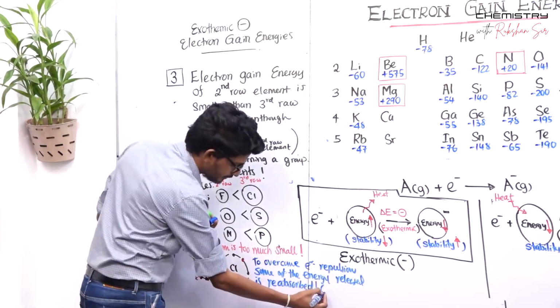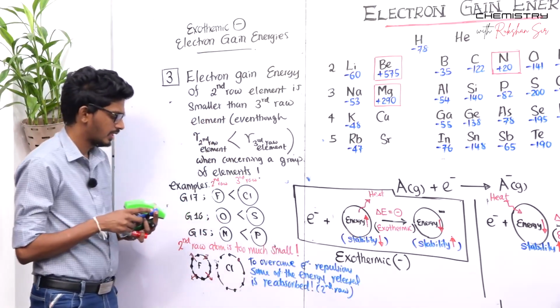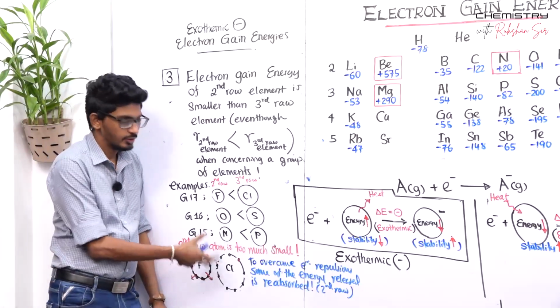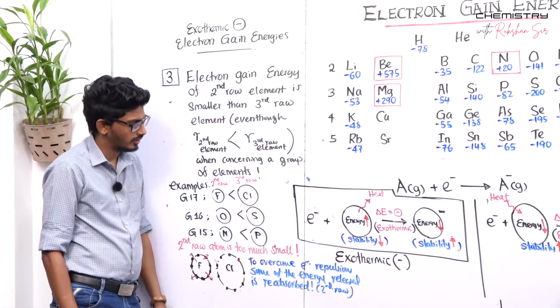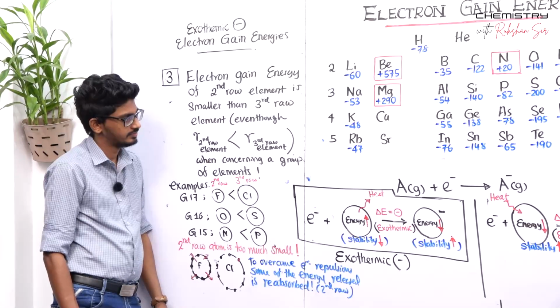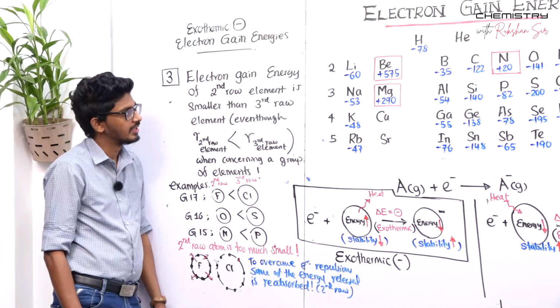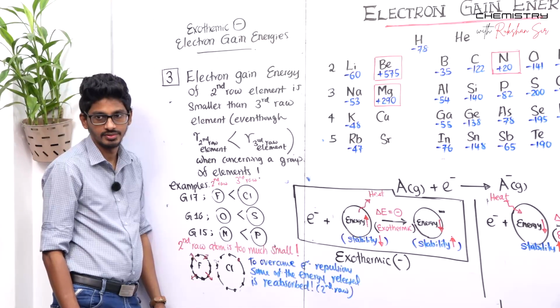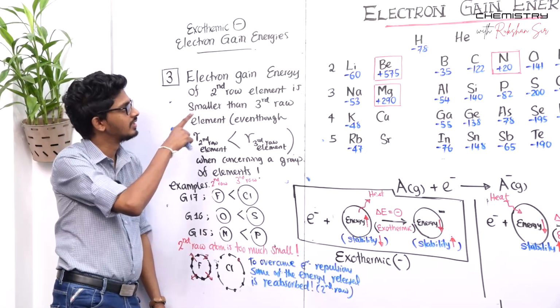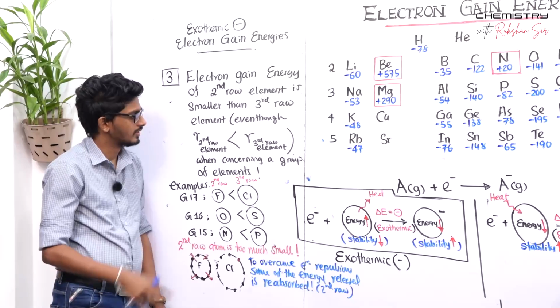In the second row, with the second row element, right? That is why we say those guys are with a smaller first electron gain than the third row guys. That is the third important fact you should know about the negative values of first electron gain, the exothermic values. Electron gain energy of second row element is smaller than the third row element, even though the second row guy is small.